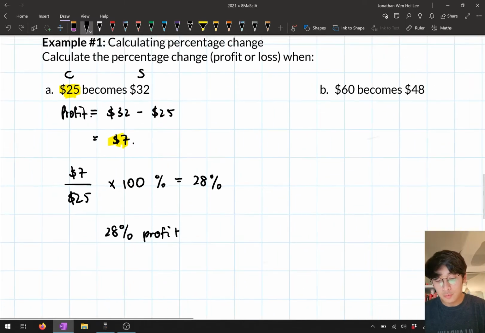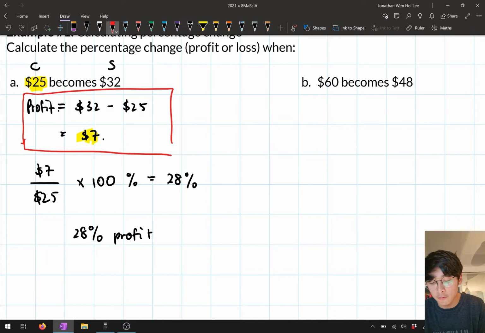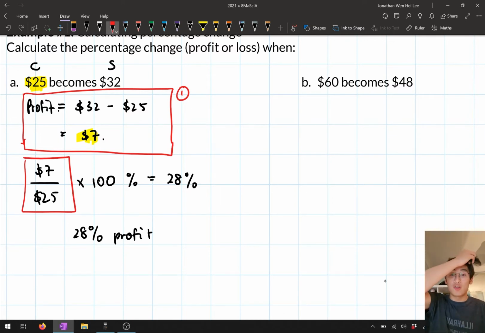The way we did this, the first step was we calculated the change. We identified that it was a profit, and then we subtracted the two values. So this is step 1. In step 2, we wrote it as a fraction over the original amount and multiplied it by 100% so we can convert it to a percentage. And as the final part, we just wrote that it was a percentage profit. Okay, let's have a look at the next example.